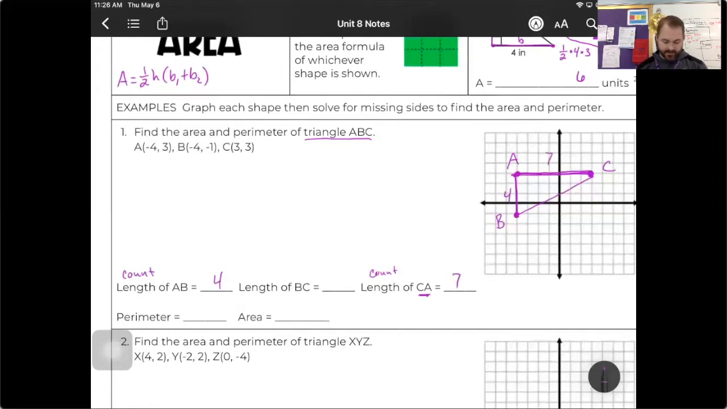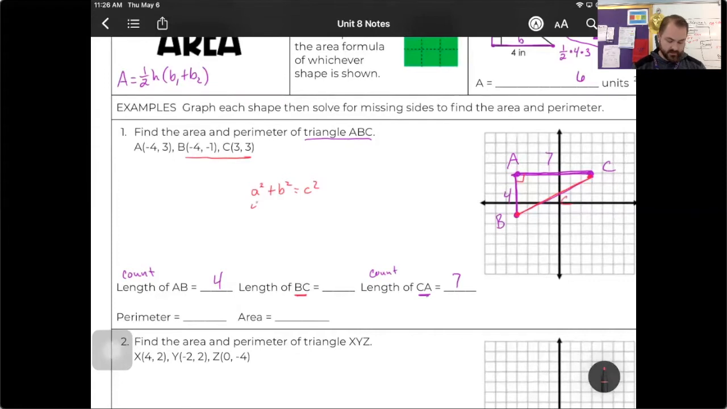But to find the length of BC, that is a diagonal. We have to do this one of two ways. We can either use the distance formula with these ordered pairs, or we can use the Pythagorean theorem since we have the graph. And we already have a right triangle. Okay, so I can go ahead and use a squared plus b squared equals c squared. And for most of these, since we have graphs, we're going to use the Pythagorean theorem a lot today.